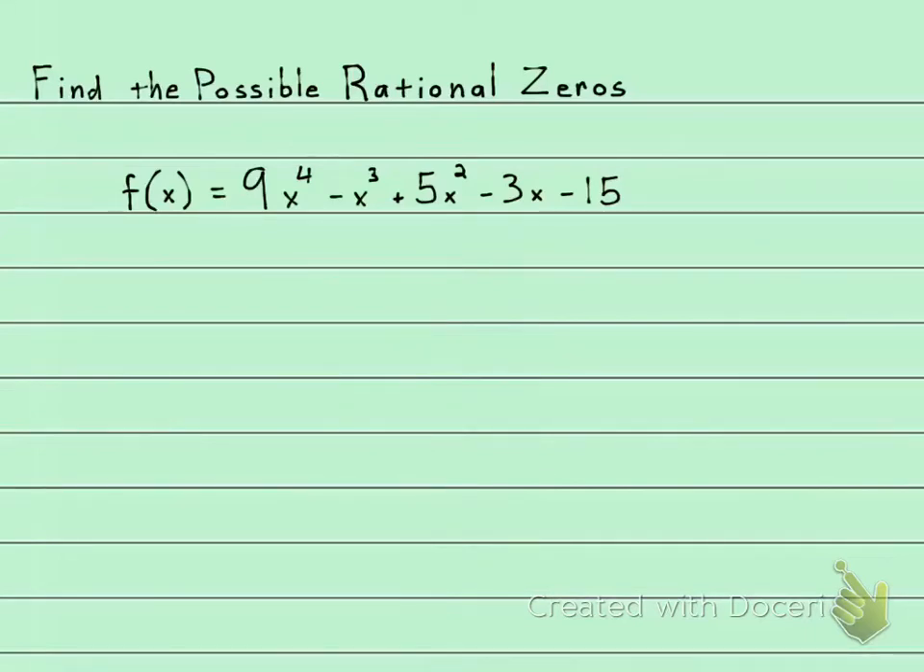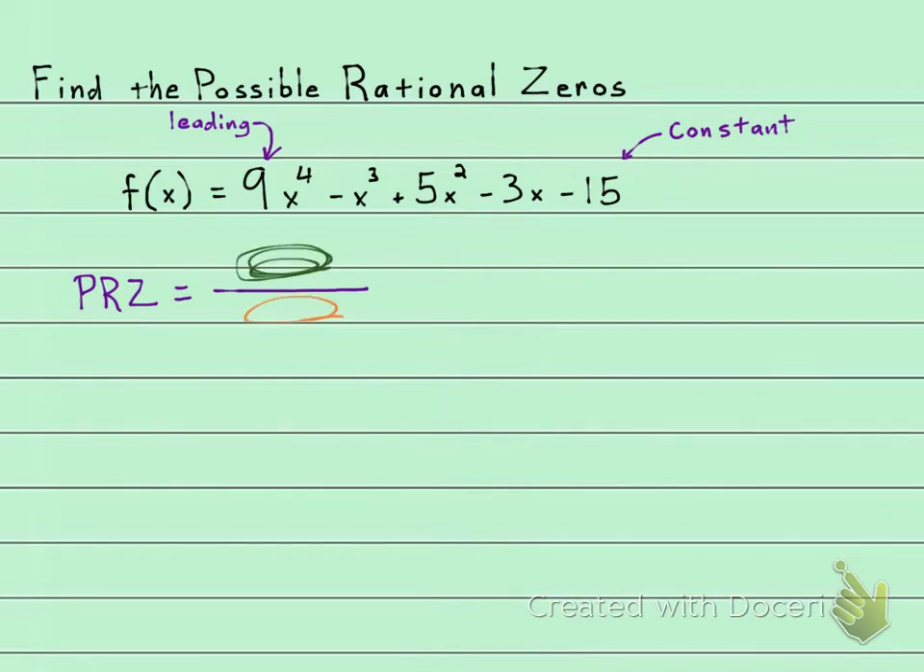All right, we are going to find all of the possible rational zeros of this function. The two things you need to know are the constant and the leading coefficient. Our constant is 15, our leading coefficient is 9. To find the possible rational zeros, PRZ, we're going to make a list of all of the factors of our constant term over all of the factors of our leading coefficient.